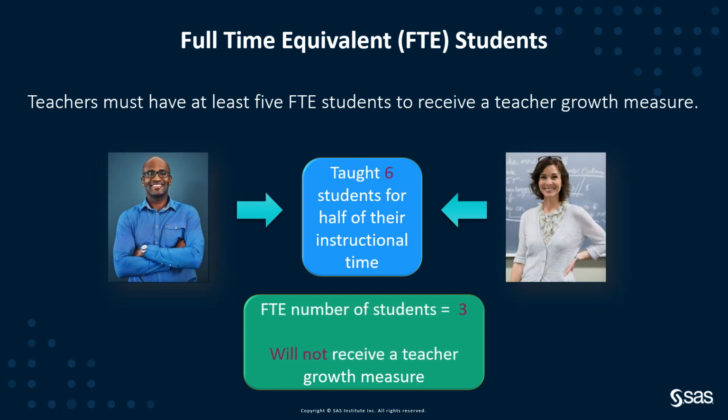If, however, there were 6 such students, they would have 3 FTE students, and they would not meet the minimum for receiving a teacher growth measure.